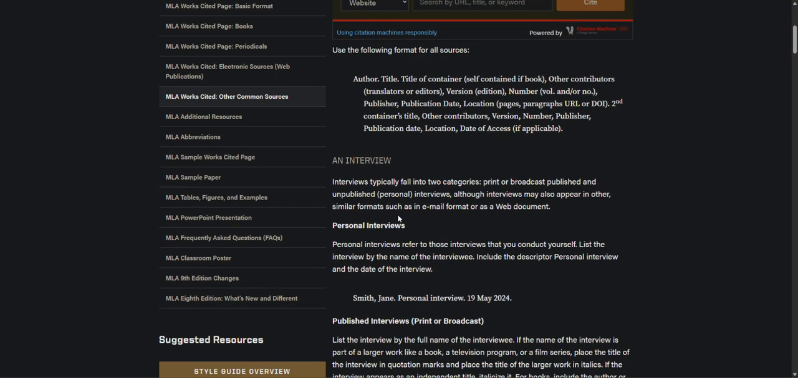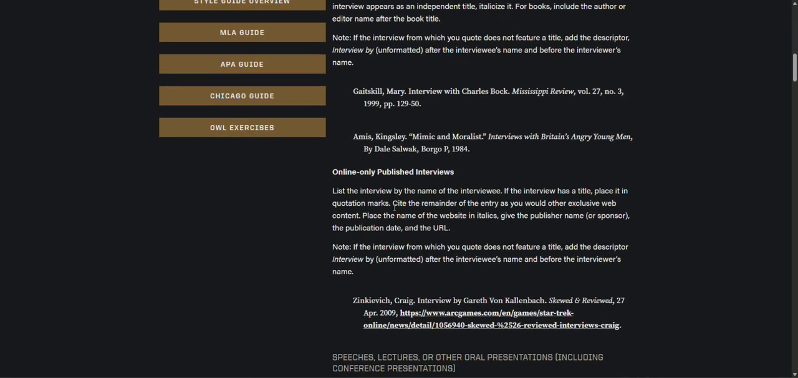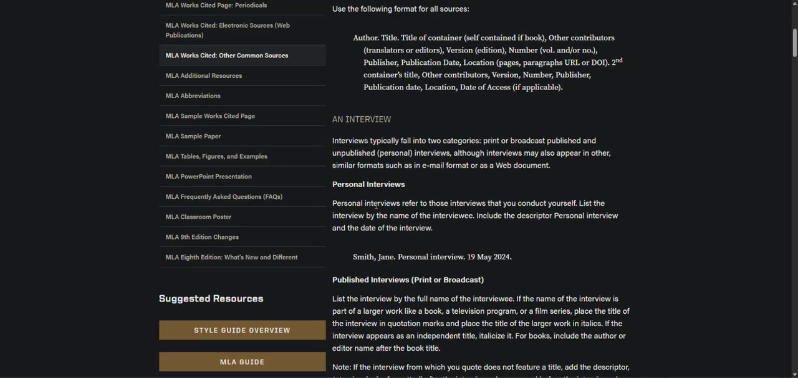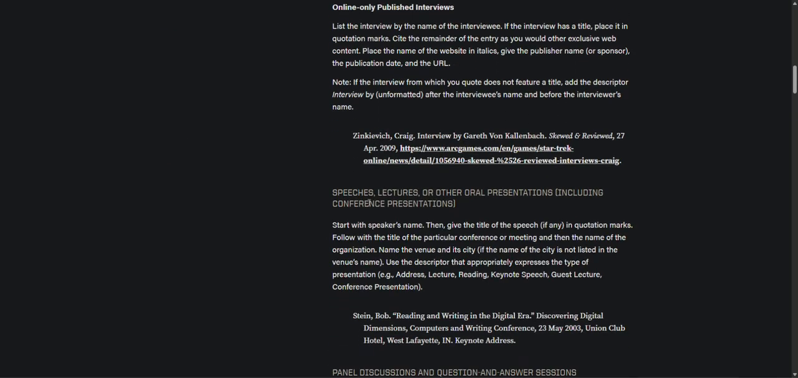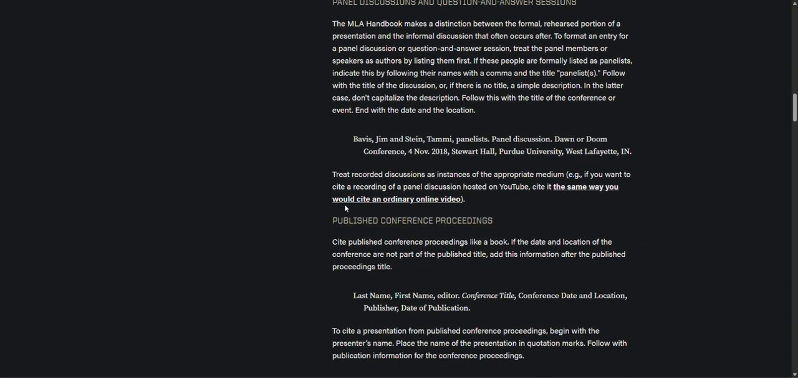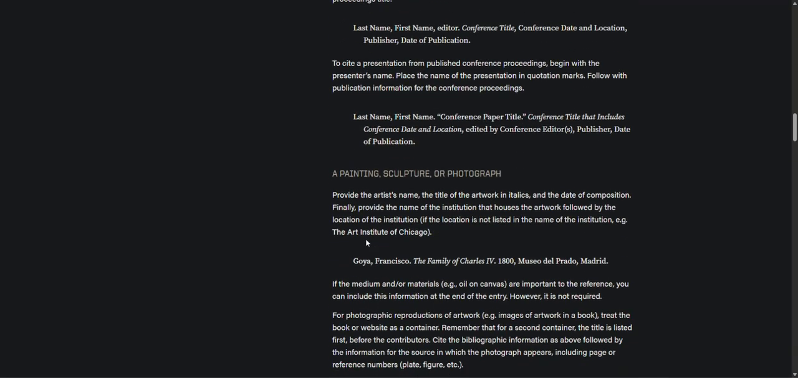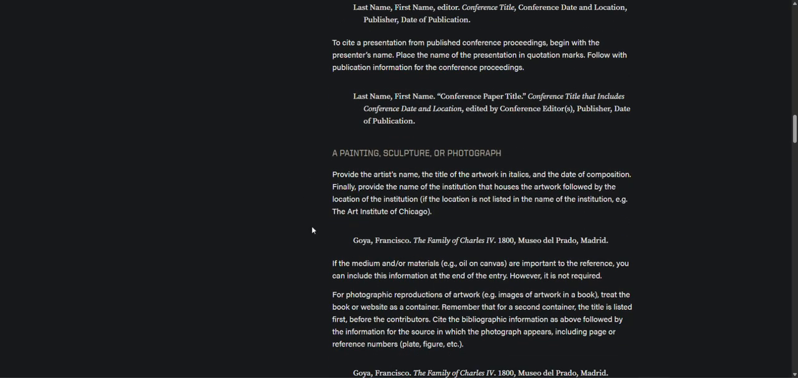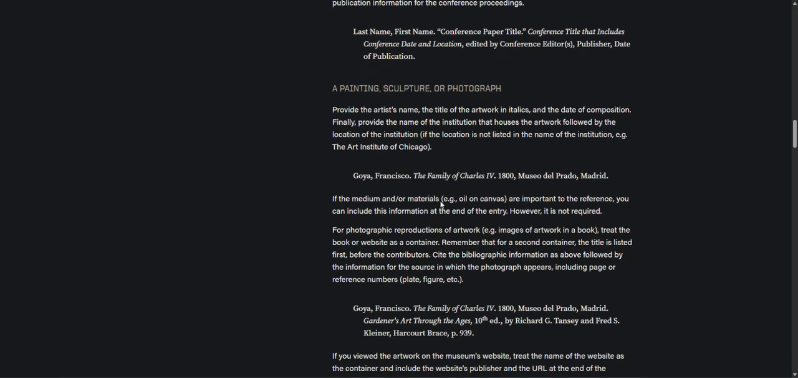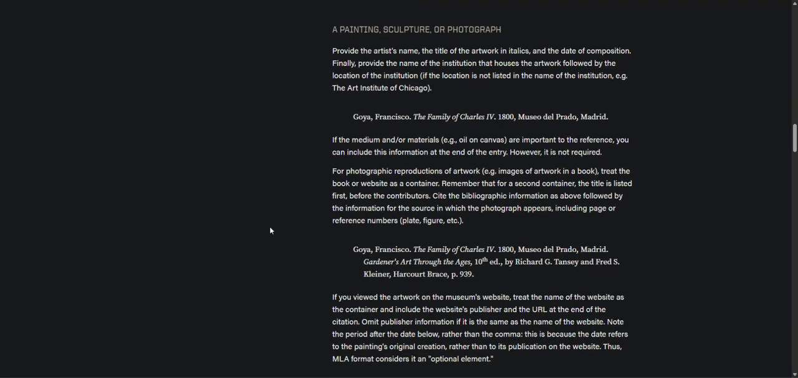So you'll have to look through here and go all the way down to where a photograph is, because this is citing interviews, then citing speeches and lectures, panel discussions, published conference proceedings, a painting, sculpture, or photograph. This talks all about how to cite that. So it's right here. It's a really simple citation. That would be what goes in your works cited.